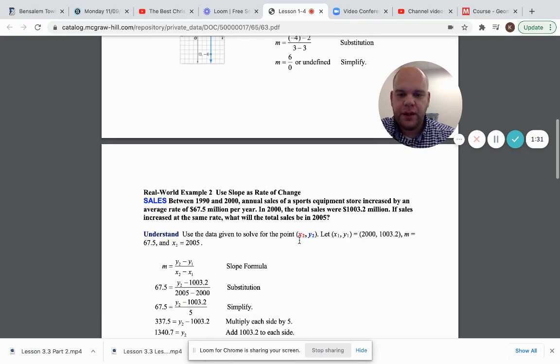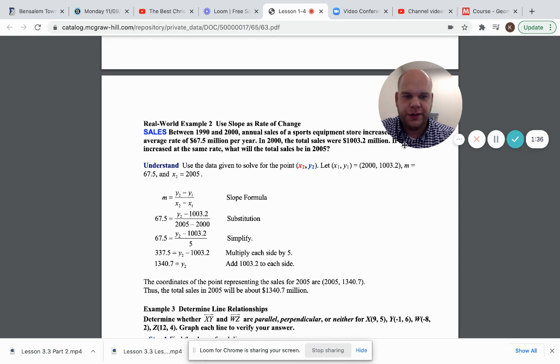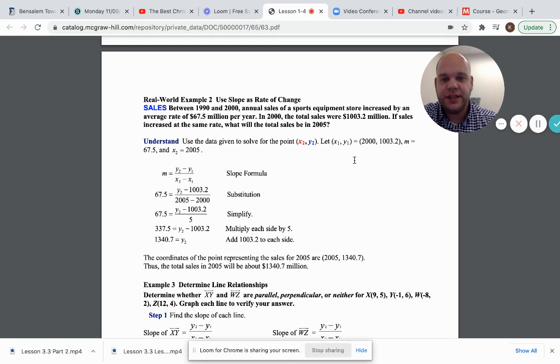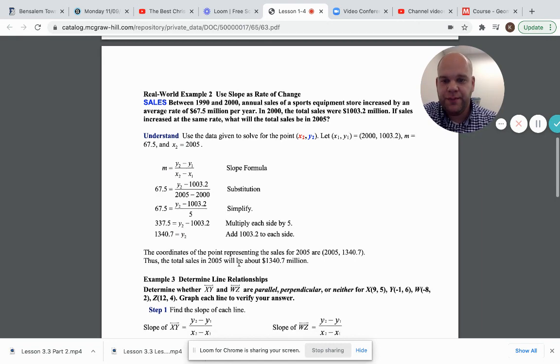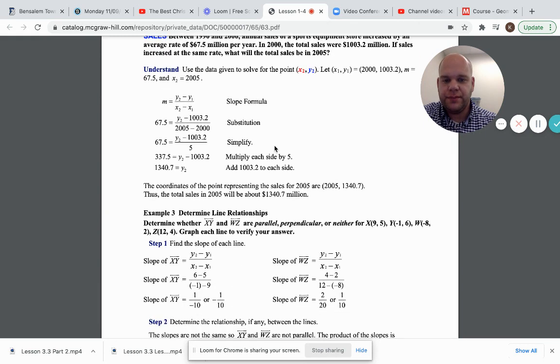Okay. So the next part is real world examples using rates of change. Sorry about that, guys. So, annual sales. This goes through a sports problem. Essentially, it's asking you, if you know the average rate of change per year and what the base is, you put it in slope intercept form. You find the slope and then you solve from there. Okay. So this is a good example, and a really, really good example for the real life stuff.